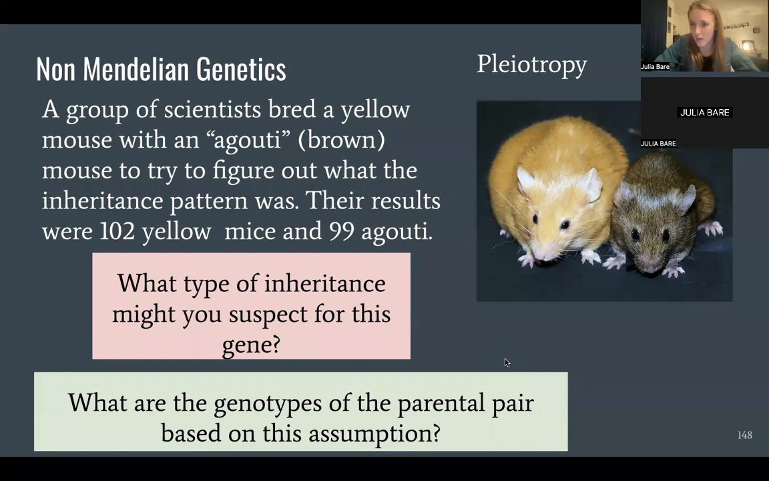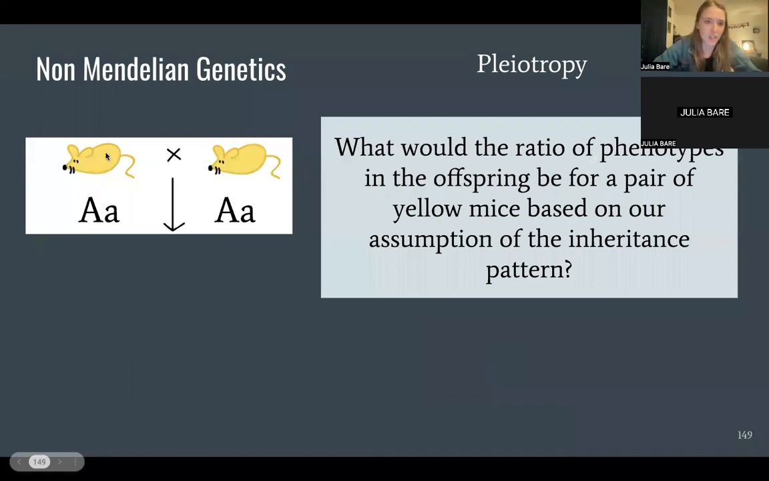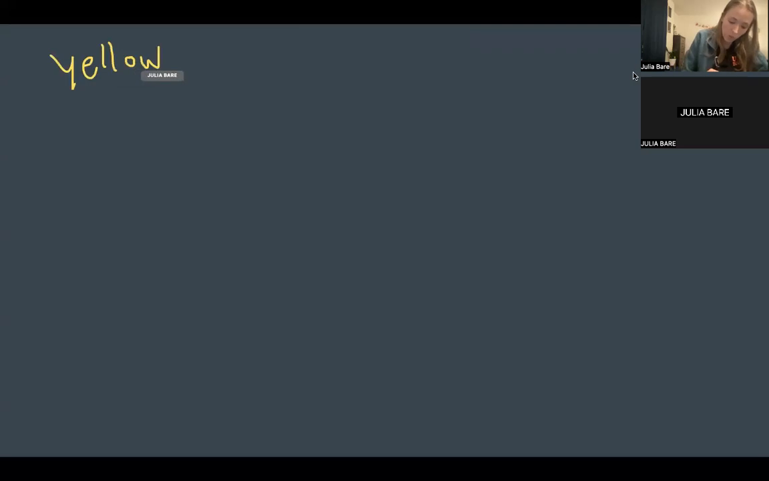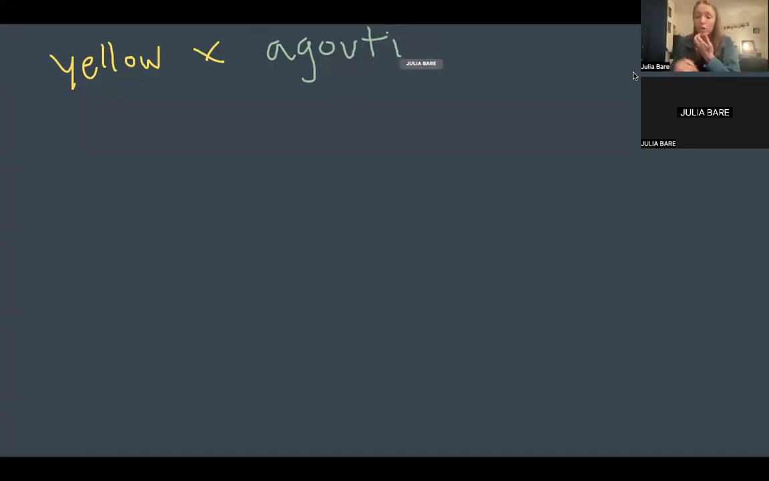Well, let's think about this for a second, all right? I'm just going to quickly give us an extra slide to work with some blank space here. If we were to think about this example, we have a yellow mouse, and we are breeding that yellow mouse with an agouti mouse. And we're trying to figure out what is their genotype and phenotype.